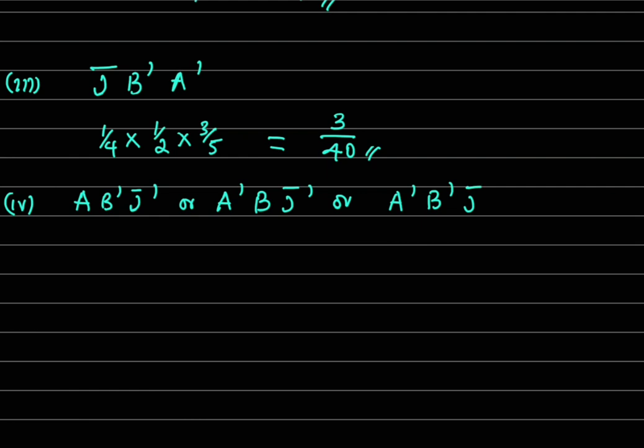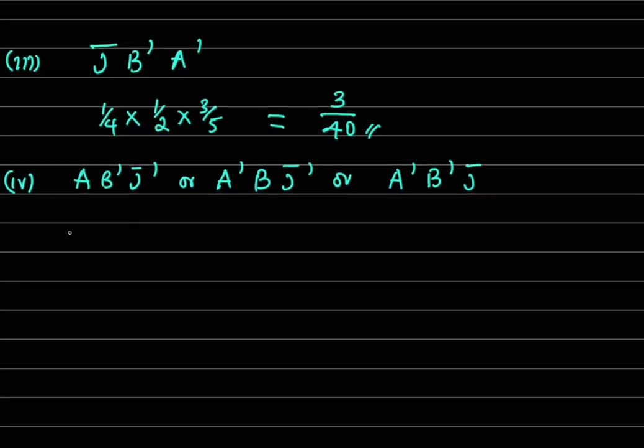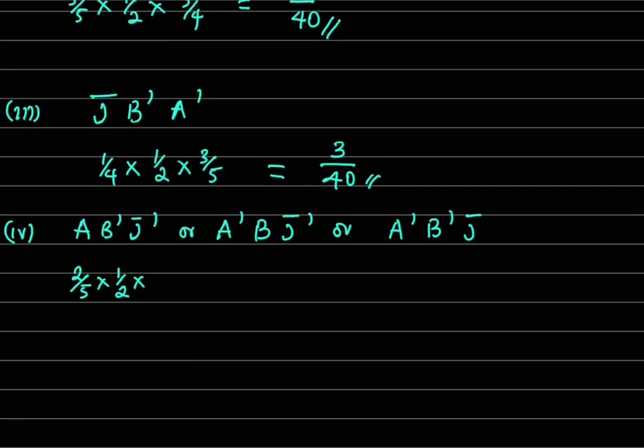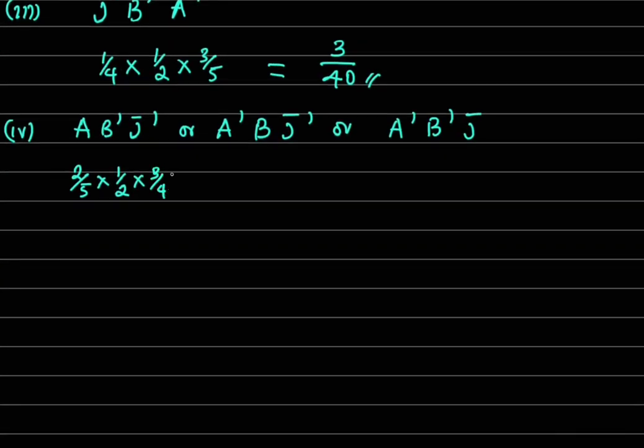Remember all this A, B, J that I'm talking about are abbreviations for the names Aaron, Bill, and Johnson. So take note of that. Now, A passing, as we recorded, is 2 over 5. Then times Bill failing is 1 over 2. Times Johnson failing is 3 over 4. So we are done with this. Then plus, now A failing is 3 over 5 times B passing 1 over 2 times J failing is 3 over 4, which does not change.